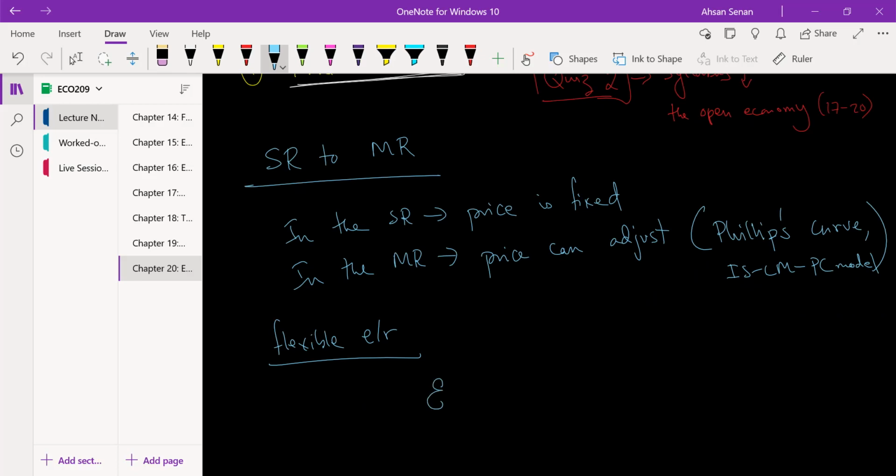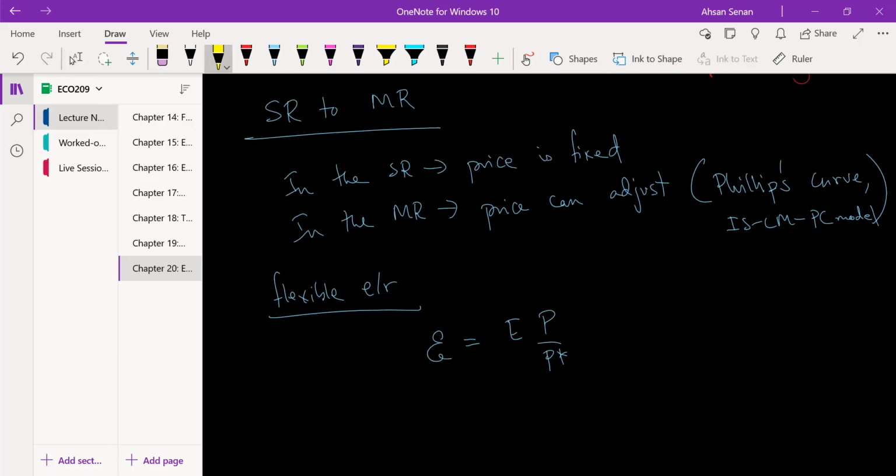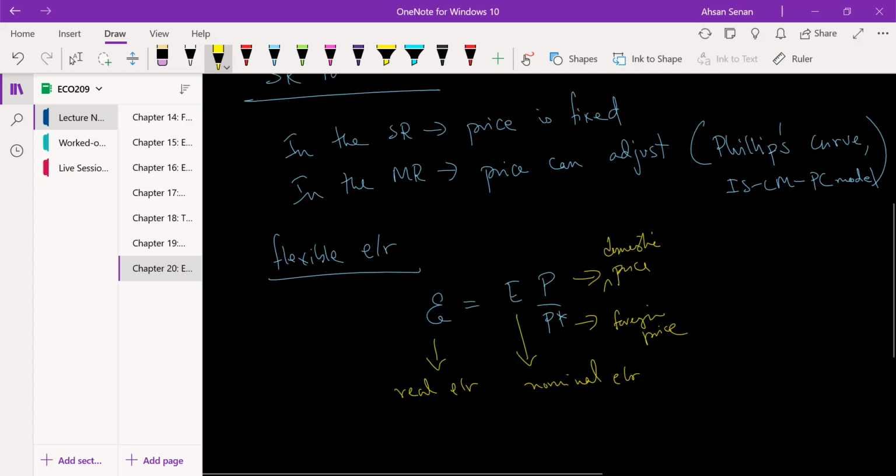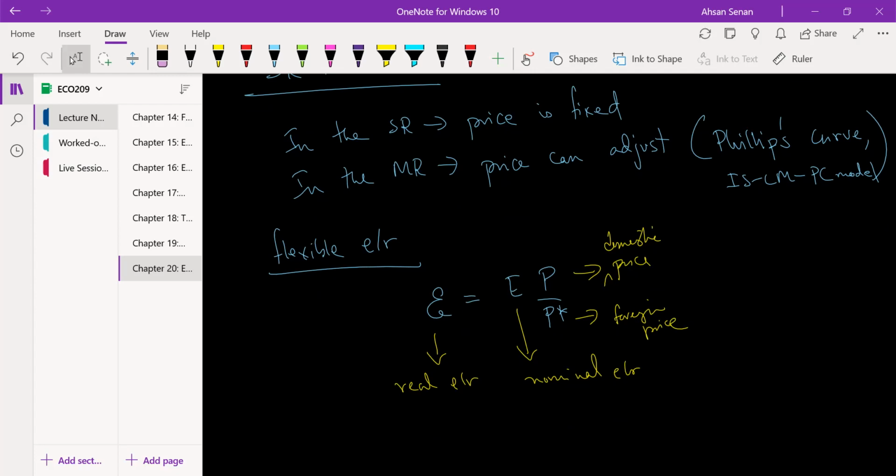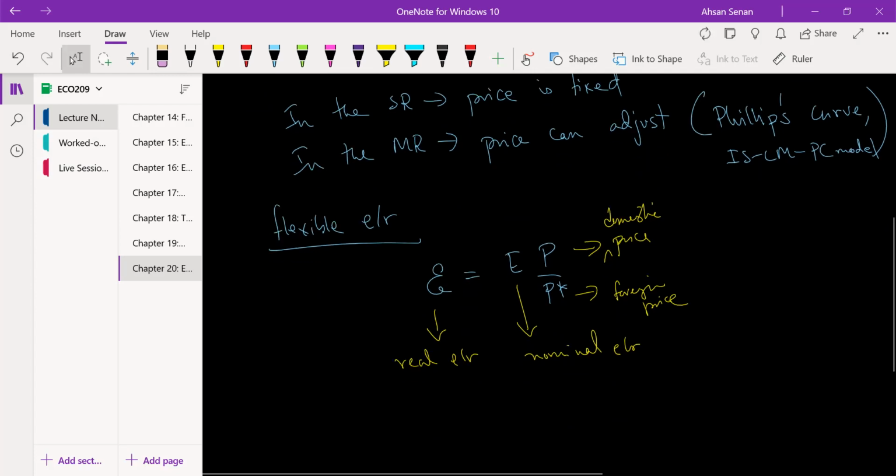And of course, you guys should remember this equation. P divided by P star. And of course, this is the real exchange rate. This is the nominal exchange rate. This is the domestic price index. And this down here is the foreign price index.